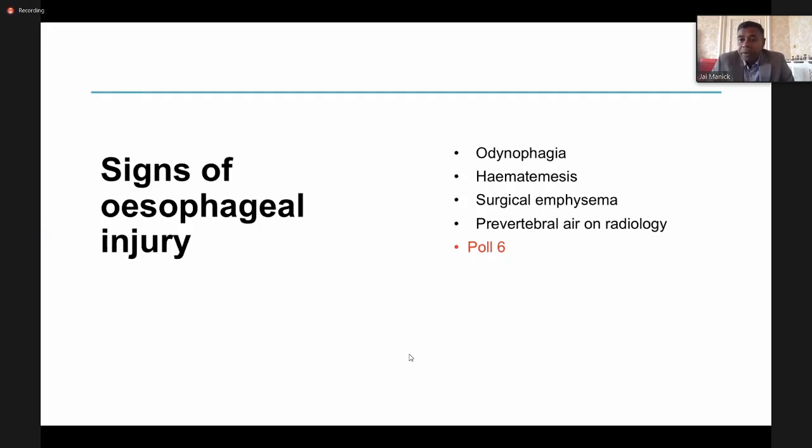Okay. Prevertebral air on radiography can give you a similar clue. This is the important thing about esophageal injury. You need to have a high index of suspicion. The signs are very subtle. Some centers assume that if there is an injury, they always treat it as a definite esophageal injury and do all these basic things.